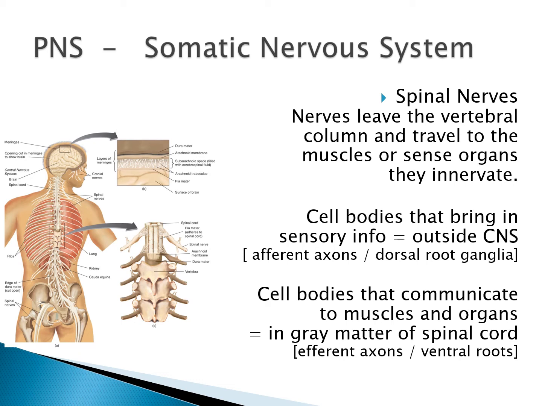We have cell bodies that are bringing in sensory information from outside the central nervous system. We often call these afferent axons or arriving axons. I think I've done that in this class. And they're also called dorsal root ganglia, okay, because they have their cell bodies outside of the central nervous system. They are those ganglia that are hanging out and then communicating into the central nervous system. And the dorsal root, if you remember the dorsal fin of the shark, these are coming along the back.